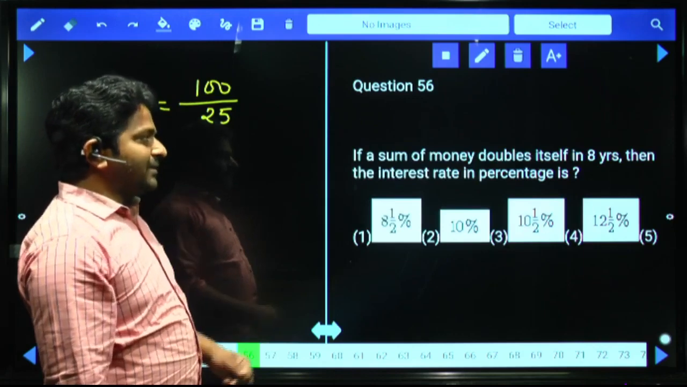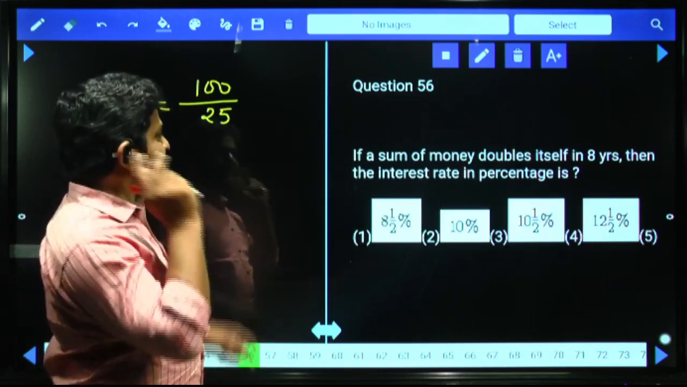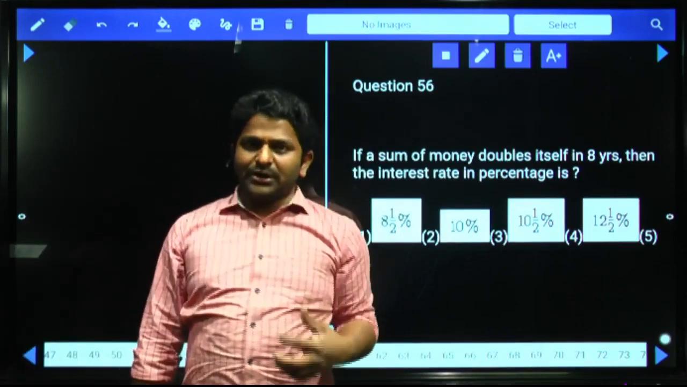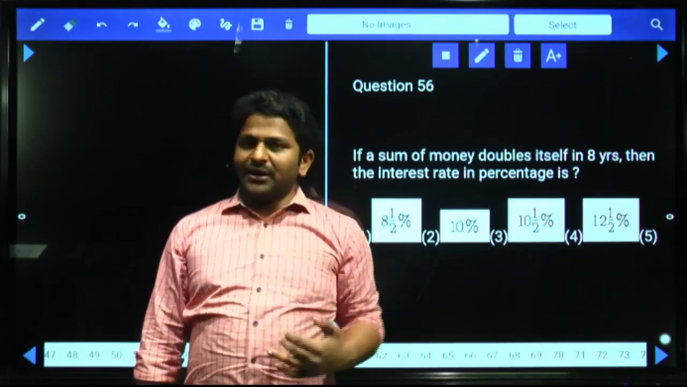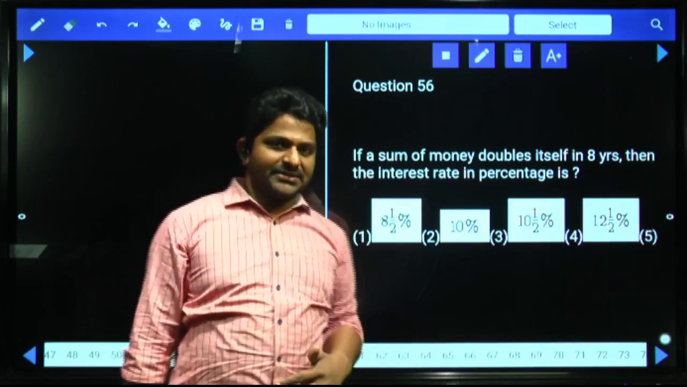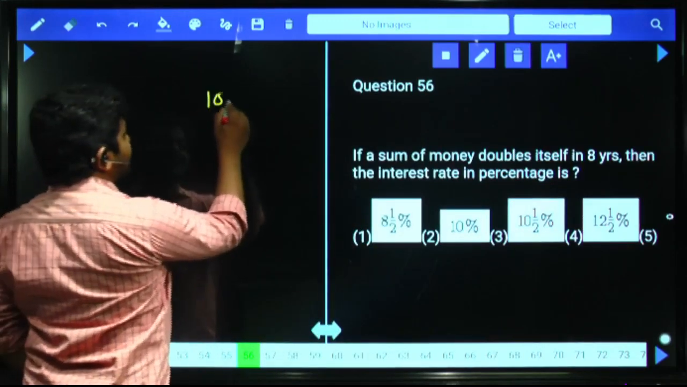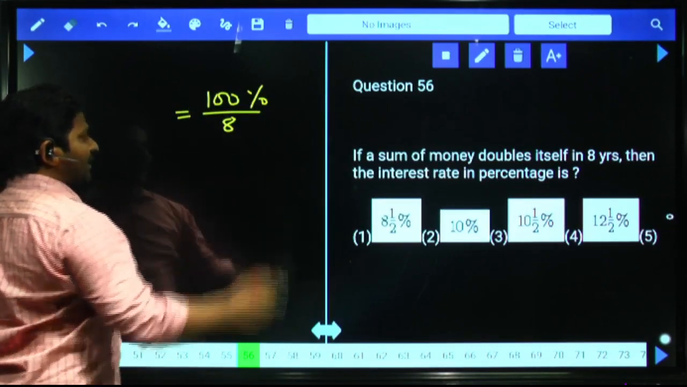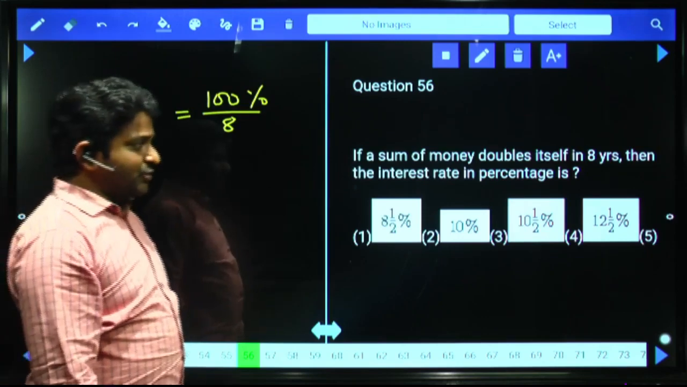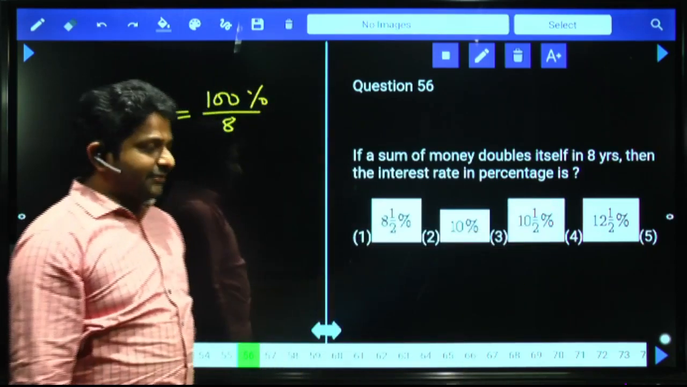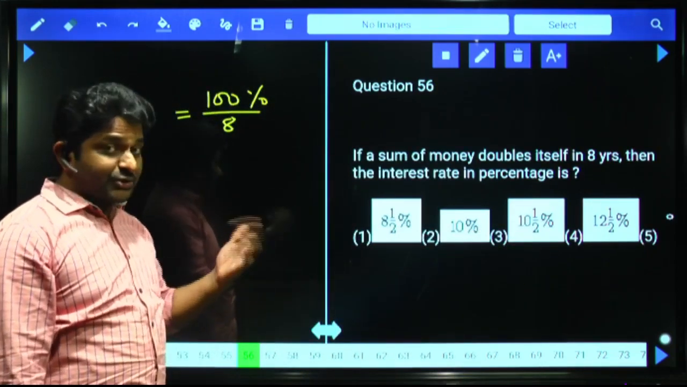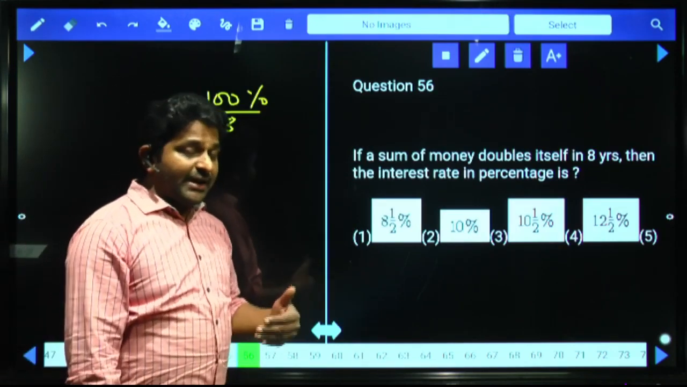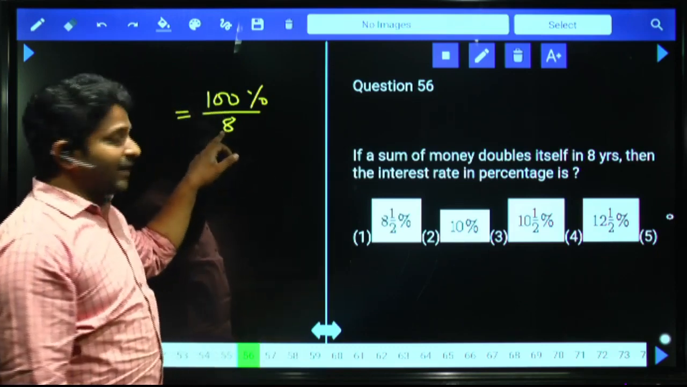If a sum of money doubles itself in 8 years, the interest rate percentage is? If the sum becomes double, if I give you 100, you should give me 200. So you are adding 100. So interest obtained is 100% in how many years? 8 years. So rate of interest per annum is equal to 100 by 8, which is 12.5%. 1/8 is equal to 12.5%.